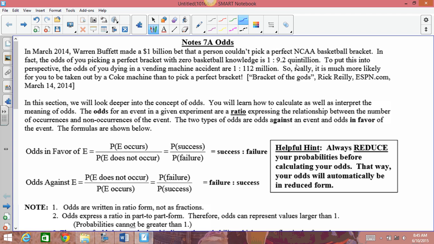To maybe break this down even a little bit further for you, because that's an extremely large number, let's take it down a notch. The odds of you dying in a vending machine accident are 1 in 112 million. So if you think about it, it's much more likely for you to be taken out by a Coke machine than it would be for you to pick a perfect bracket. Hopefully that's a nice little introduction to these 1 in 9.2 quintillion and 1 in 112 million. Those are both examples of odds.